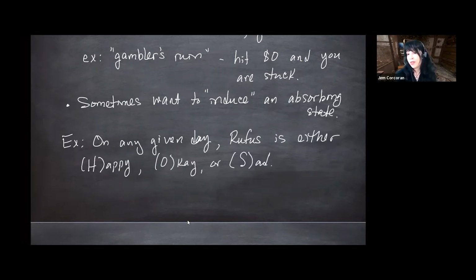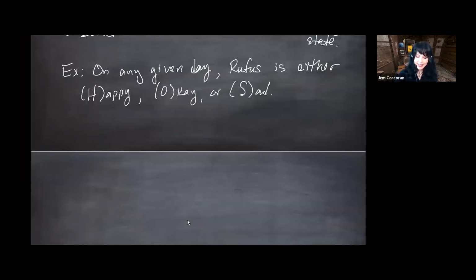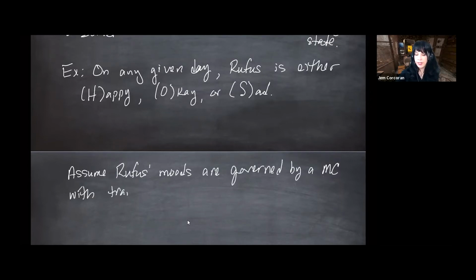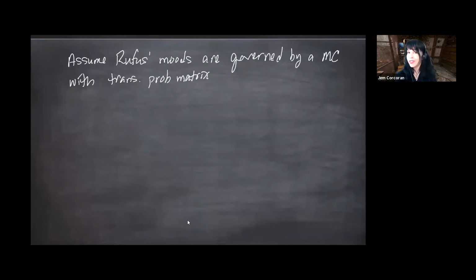And I'm going to assume that his moods follow a Markov chain and are governed by the following transition matrix. So assume Rufus's moods follow a Markov chain with transition probability matrix that I'm going to give to you now. We're going to try to answer some questions, and we're going to use absorbing states, and we're going to introduce absorbing states into the problem, even though there isn't going to be one there.